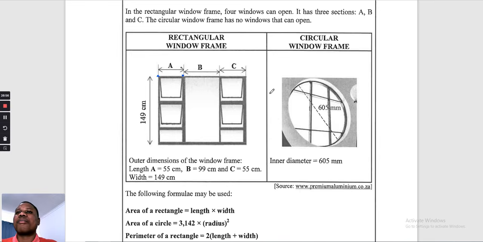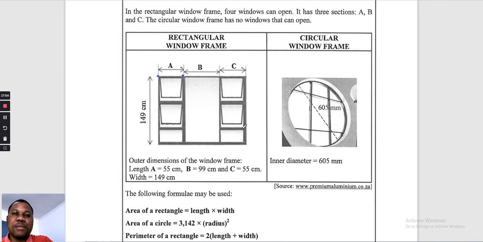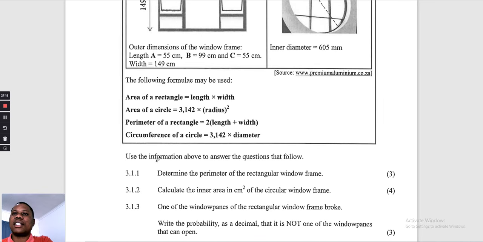Okay, the following formula may be used. I'm not interested in the formulas. As long as you know your shapes, you should know your formulas, because the examiners have tendencies of changing the formulas. Now they say use the information above to answer the questions that follow.